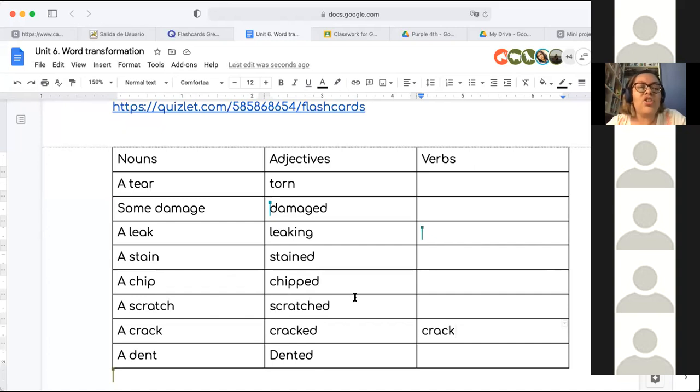Now, what about a scratch and scratched? What is the verb? Scratch. Yes, T-C-H, scratch. Okay, very good. So for example, the other day, my baby Chihuahua got really mad at me and she scratched my arm. Okay, so scratch is an action. She scratched it.